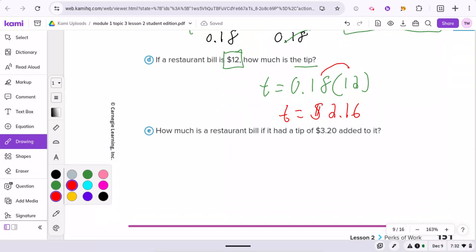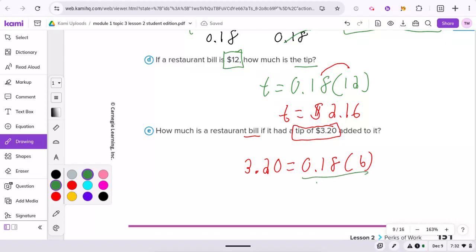And then letter E. Letter E is telling you the tip. They want to know how much the bill is. So the tip is $3.20, and the percent is still 18. You do not know the amount of the bill yet. So for this one, dividing. Divide by 0.18 on each side. They cancel, and you're left with B. If you divide 3.20 by 0.18, you should get approximately $17.78.